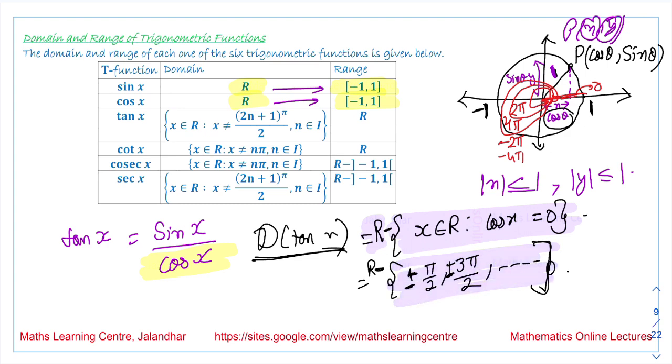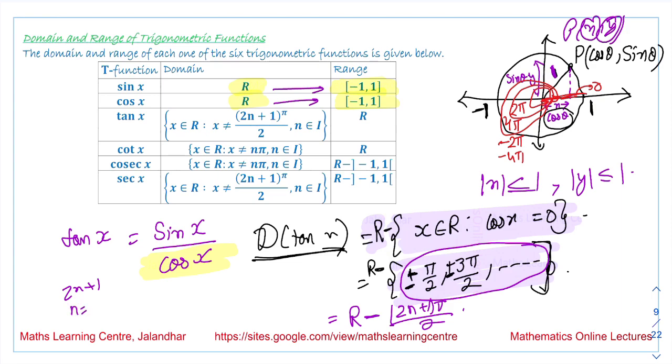And in general, we can write it as R minus the set of terms (2n plus 1) pi by 2. 2n plus 1 means if we substitute n is equal to 0, the value we get is pi by 2. If we substitute n is equal to minus 1, the value we obtain is minus pi by 2.